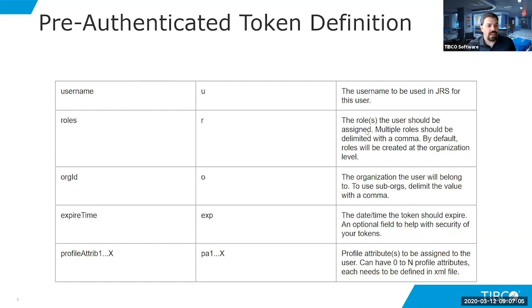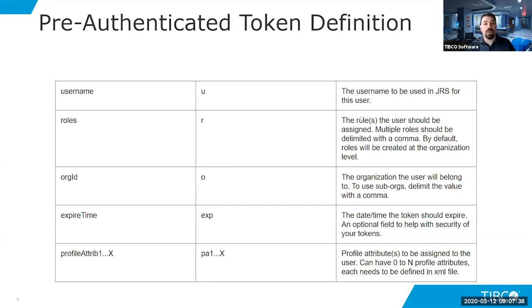So here's a nice slide I put together to show the definition of the tokens in Jasper and what we kind of expect. This is highly customizable. You can add to this as well if you want, but these are the basic elements that we include or expect with every token. You've got the username, which is the key that we're looking for on the URL. So we'd be u equals, and then whatever the username is that you want for the user in JasperSoft.